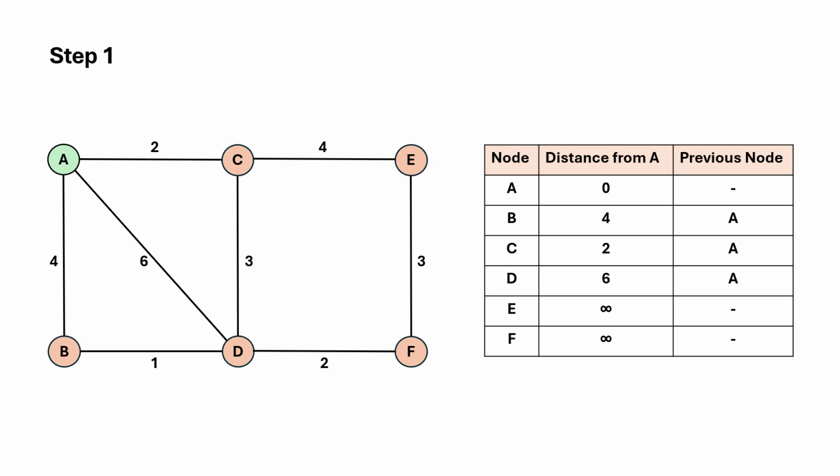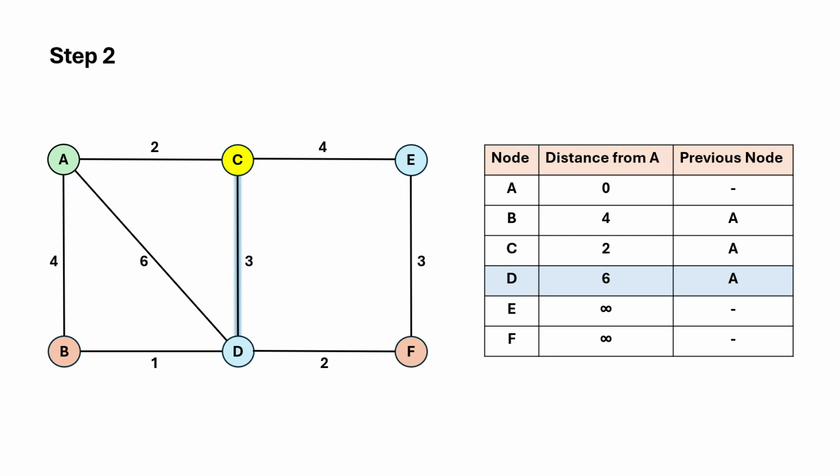So we look at the table and we look for the shortest distance from A. The shortest distance from A now is C, 2, and that's an unvisited node. So we are just going to visit C next. We will repeat the steps. Let's check out the unvisited neighbors of C. C has two neighbors, D and E, and both are unvisited.